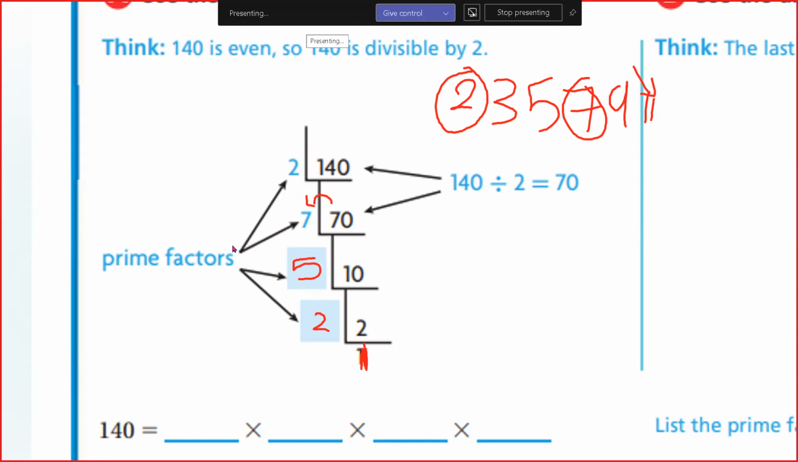2, 7, 5, 2. Yes, but you have to write it from least to greatest: 2, 2, 5 and 7. That's it. Is it clear? Yes.